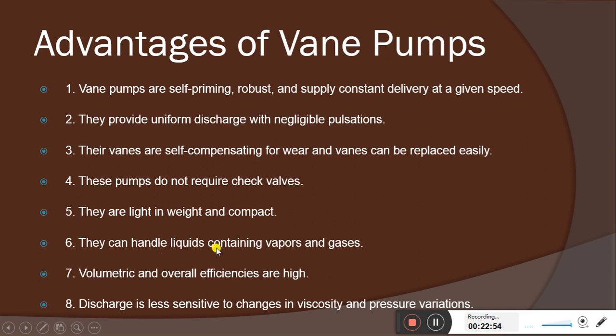They can handle liquids containing vapors and gases. Volumetric and overall efficiency are high compared to other types of pumps. Discharge is less sensitive to changes in viscosity and pressure variation. So discharge is not as sensitive as compared to other types of pumps.